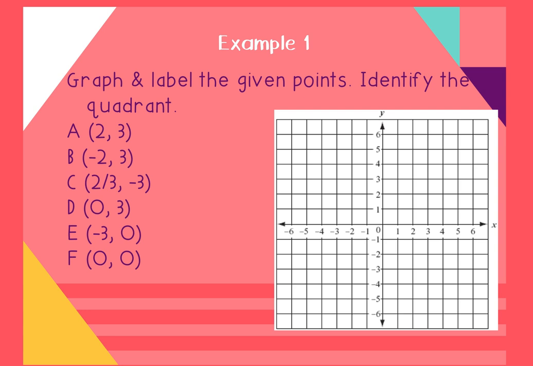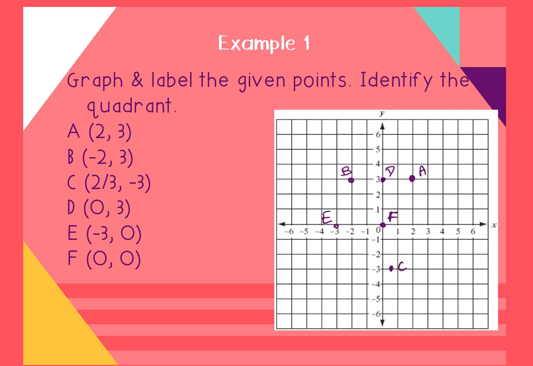All right, so example 1, literally graph and label these points. This is your opportunity to feel super smart. Remember, the x goes right and left, the y goes up and down. Go ahead and plot and label those points. And then right next to the letter, write which quadrant they fall in. You can just give me the number or the axis.